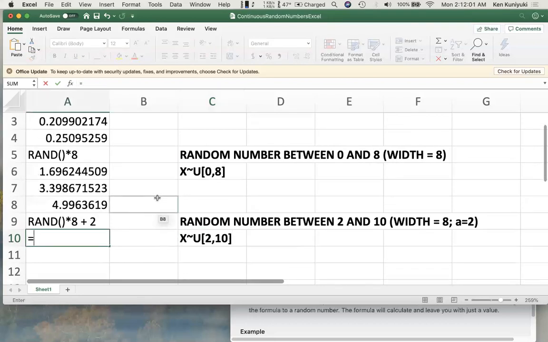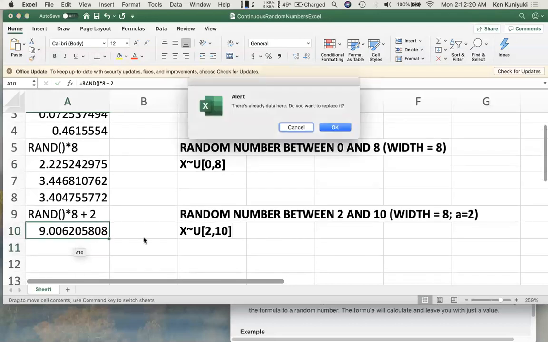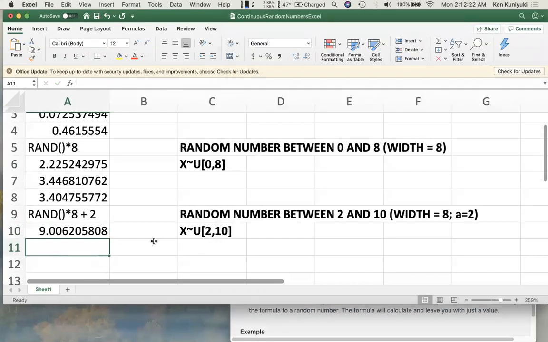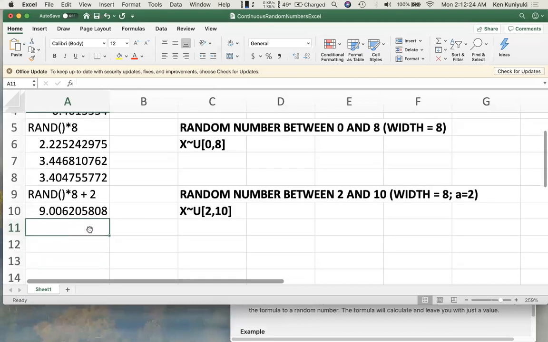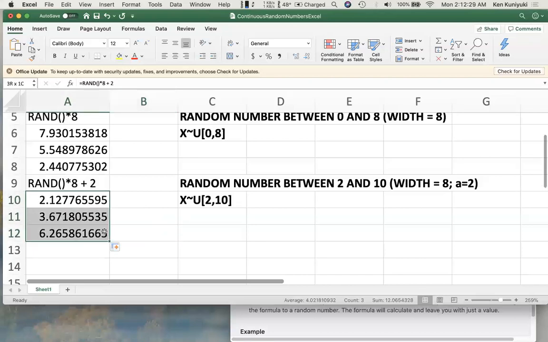Well, we take 0, 1 random variates, those values, multiply by 8 so that the width is 8. But since the bottom number is 2, since A is 2, we add 2. So we basically lift up all these values by 2 units. And here we get a value between 2 and 10. We can do 3 of these, let's say. Again, here we have 3 random values from this distribution, a continuous uniform distribution from 2 to 10.